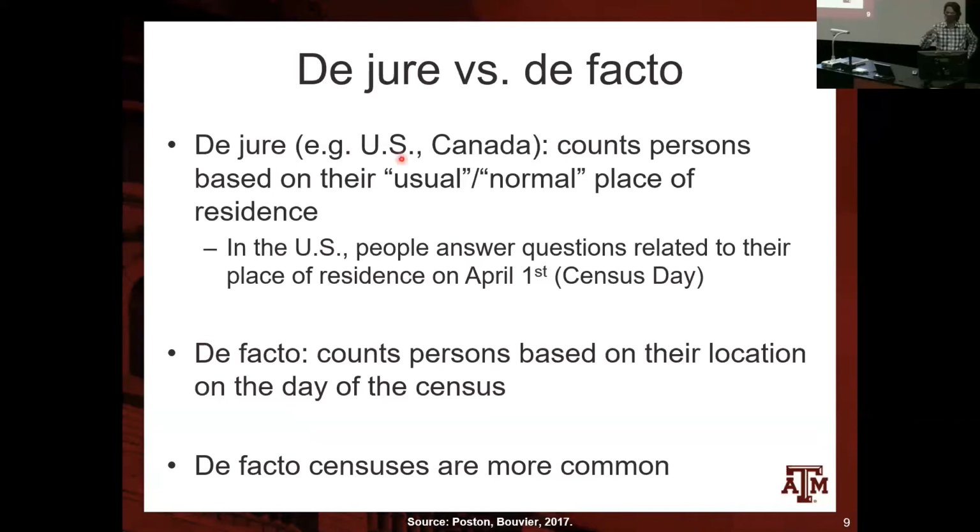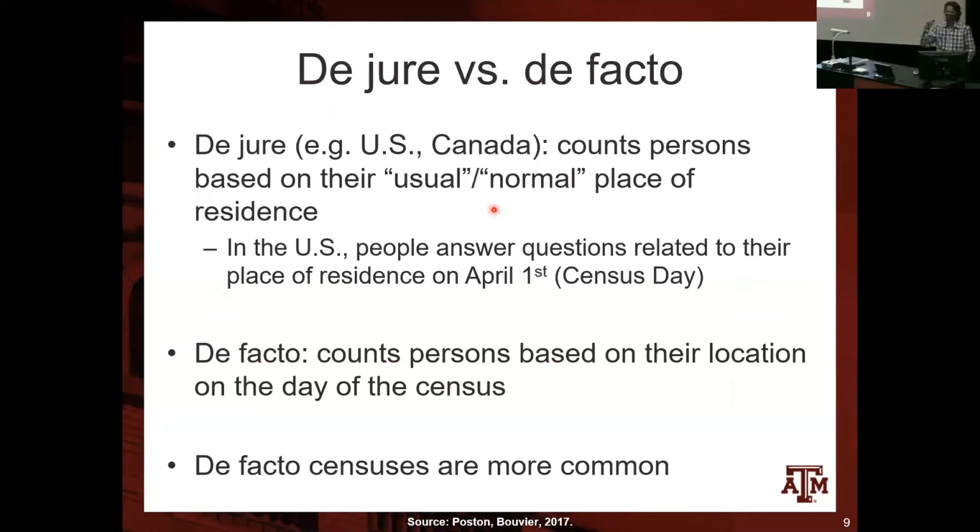Let's say that exactly on April 1st, I'm traveling for a conference. And when I receive the questionnaire afterwards, the questionnaire asks, where was your residence on April 1st? My usual place of residence was here in College Station, not in the city of the conference where I was. So we have to answer the question for this census based on the de jure information, the usual, normal place of residence.